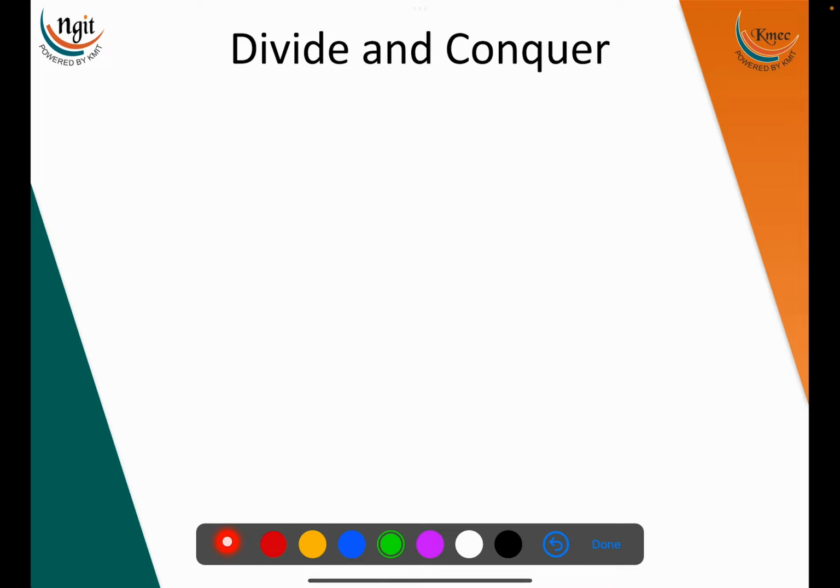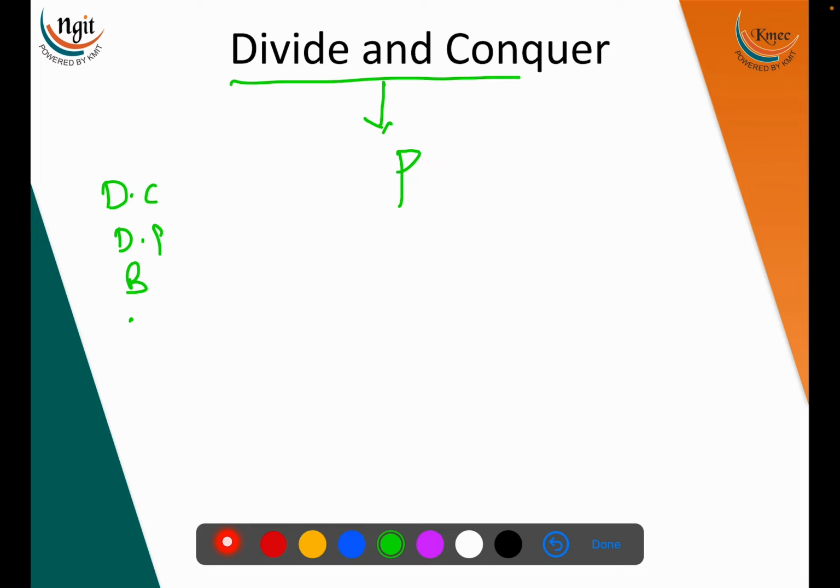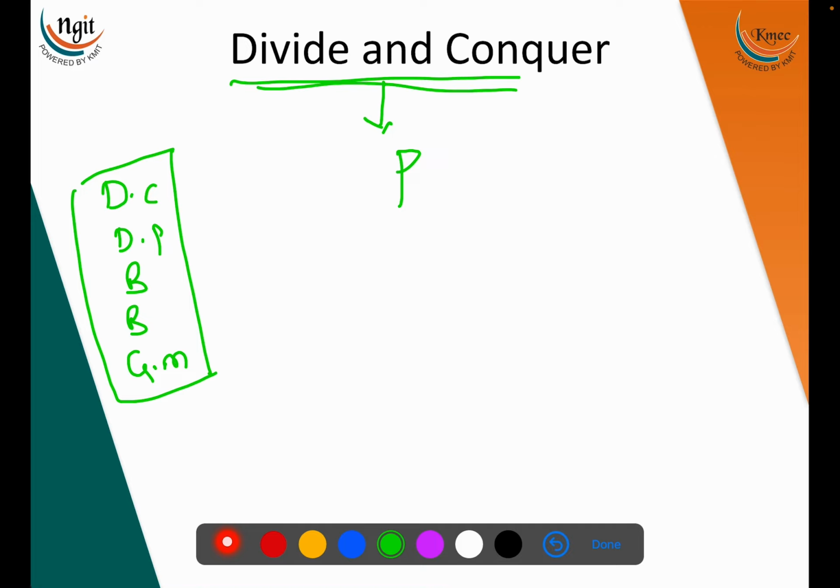Hello everyone, welcome back to another session in Design and Analysis of Algorithms, Unit 2, Topic 1, Divide and Conquer. There are many strategies to solve a computational problem: divide and conquer, dynamic programming, backtracking, branch and bound, and the greedy method. These all help us to solve a computational problem. Today we'll talk about divide and conquer. The name itself suggests that we will divide a problem and conquer the problem.